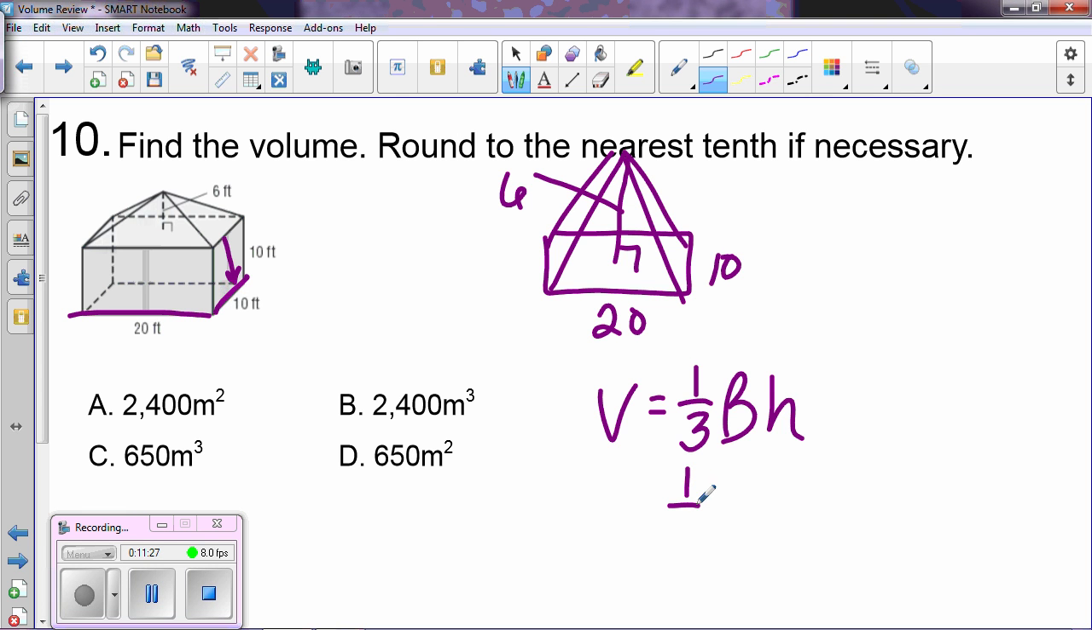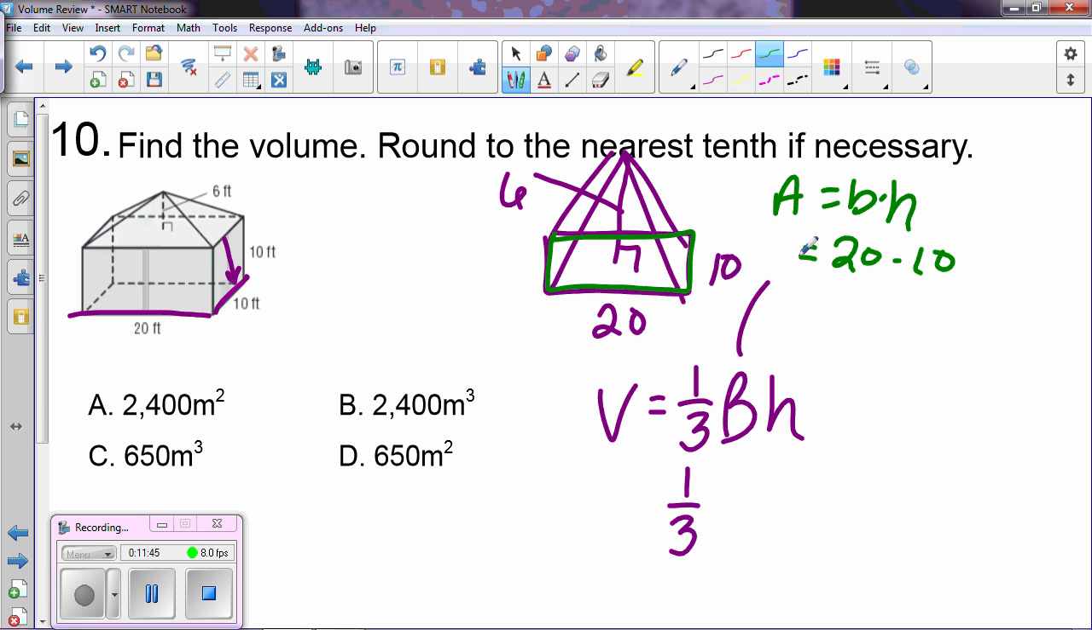So 1/3 in the formula, copy that down. Capital B, that's the area of my base. Well, my base is a rectangle. Area formula for a rectangle is base times height. Base is 20, the height is 10. So my area is 200, that's going in for capital B, times the height of my pyramid, which is 6. So 6 times 200 divided by 3 gives you 400.